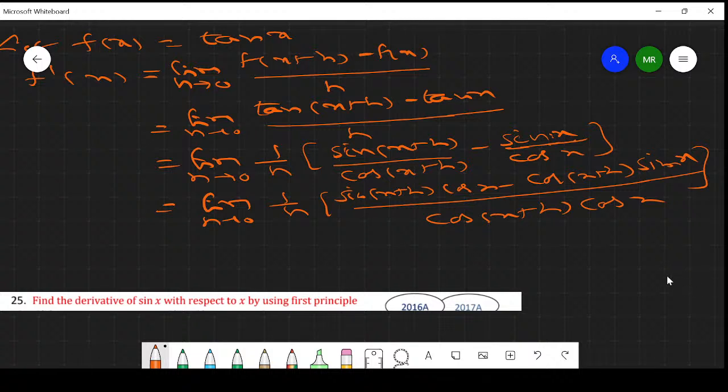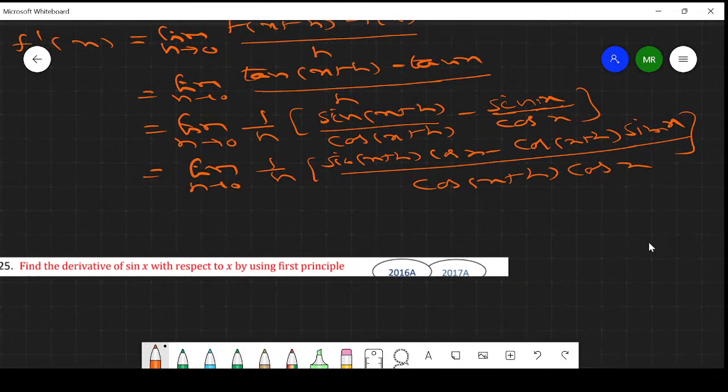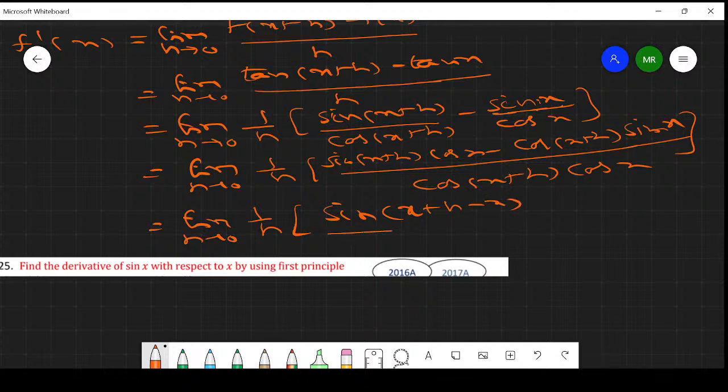Numerator will become sin a cos b minus cos a sin b, which is sin of a minus b. Limit h tends to 0, 1 by h, numerator will become sin of a minus b. When they are talking sin of a minus b, a is x plus h, b is x, so x plus h minus x, by cos of x plus h into cos x.